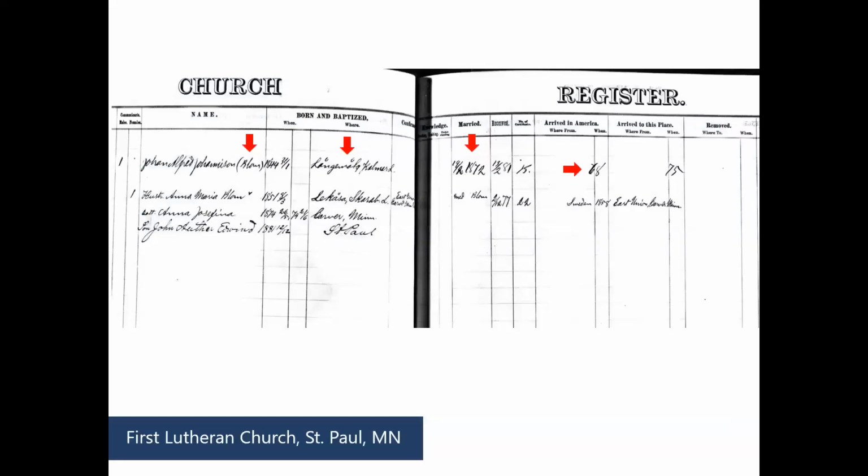So this is an example. This is the first Lutheran church in St. Paul, Minnesota here. And we look at the parish headings here. So we have the name, when and where they're baptized. So we have a birth date, we have a birthplace, we have when this person was married, when they arrived in America, and when they arrived to this place. So if this is your ancestor, you've just really struck gold here.